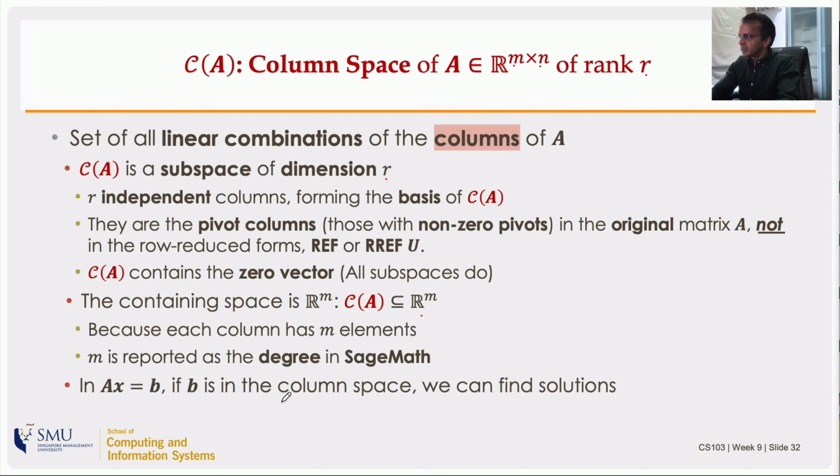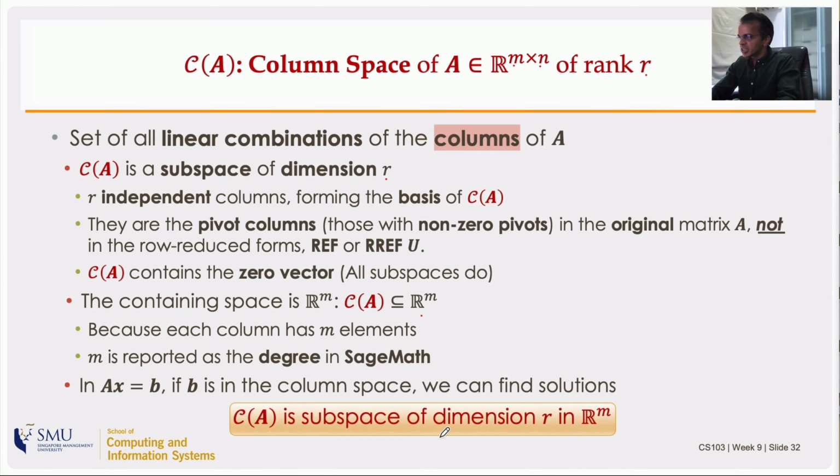If b is in the column space, we can always find solutions to the system of linear equations Ax equal to b, because we are looking for that particular linear combination, and if we know that b is already a linear combination, we will find it, either one or many such solutions. What I'm trying to say is the column space is a subspace of dimension r in Rm, where r is the rank and m is the number of rows of the matrix A.